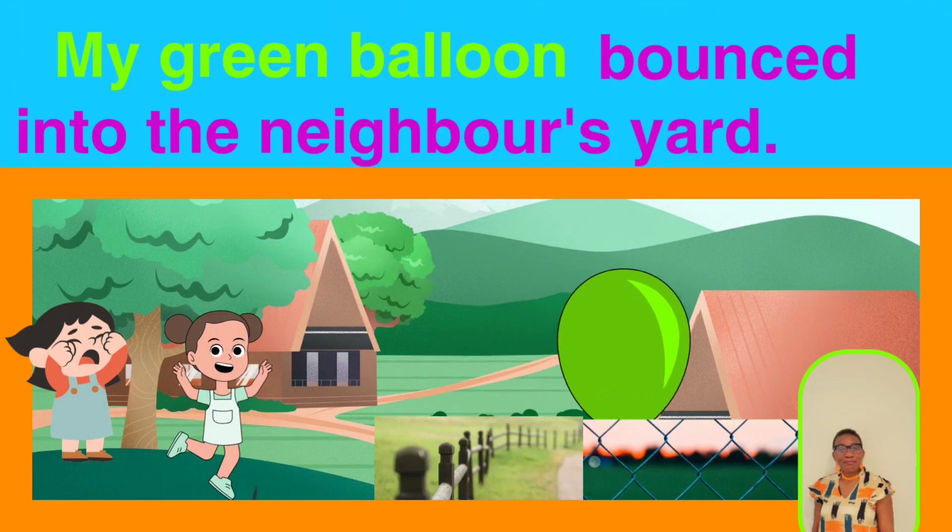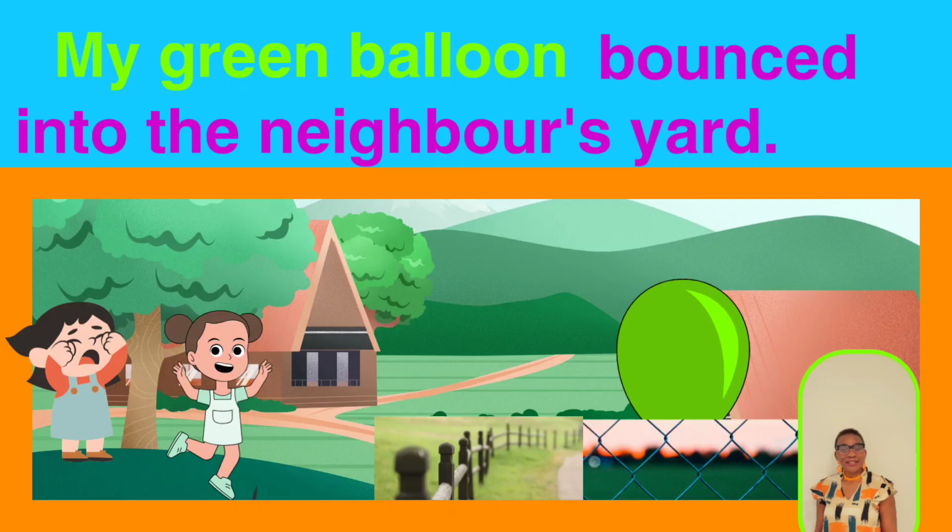My green balloon bounced into the neighbor's yard. The subject there, my green balloon. That's what the sentence is about. What happened to the green balloon? It bounced into the neighbor's yard. So the subject there is my green balloon. The predicate, bounced into the neighbor's yard.